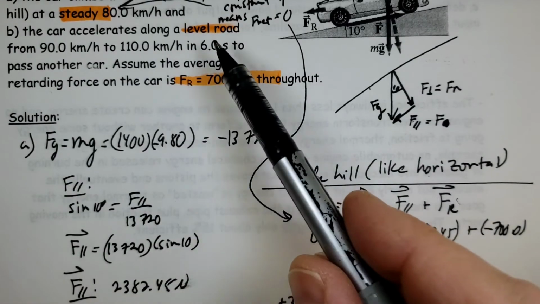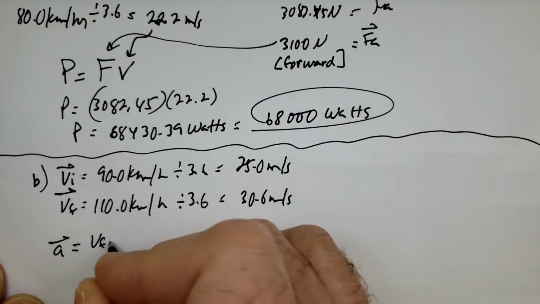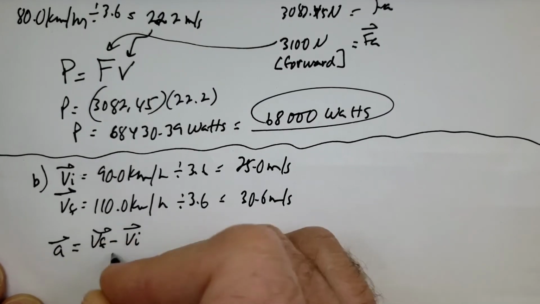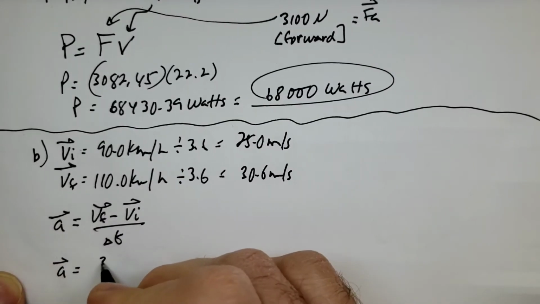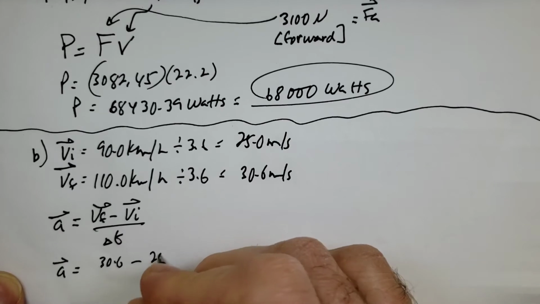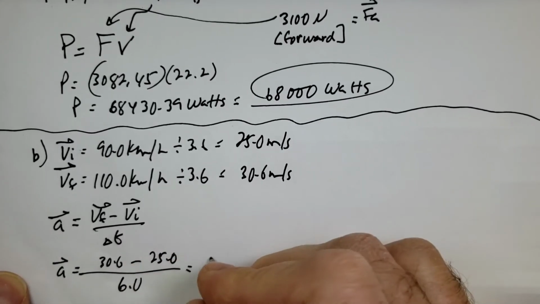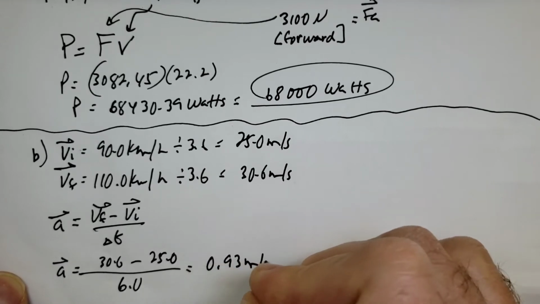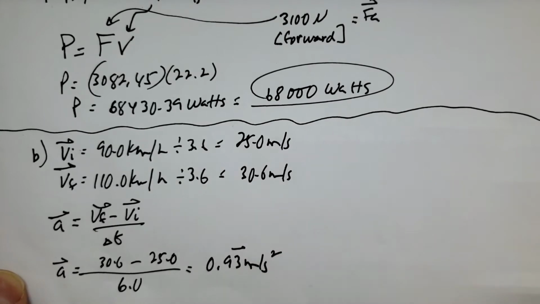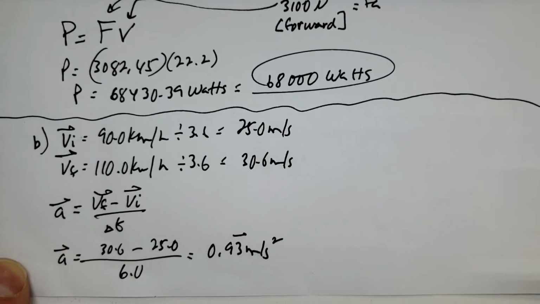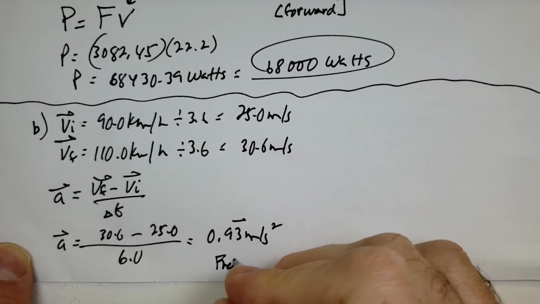That all happens in 6 seconds. So if we have that, that helps us figure out what acceleration is going to be. So to reach a velocity of 30.6, initially going at 25, to make that happen in 6 seconds, the acceleration must be 0.93 meters per second squared. Okay, with that, if I know acceleration, I can get net force as usual.